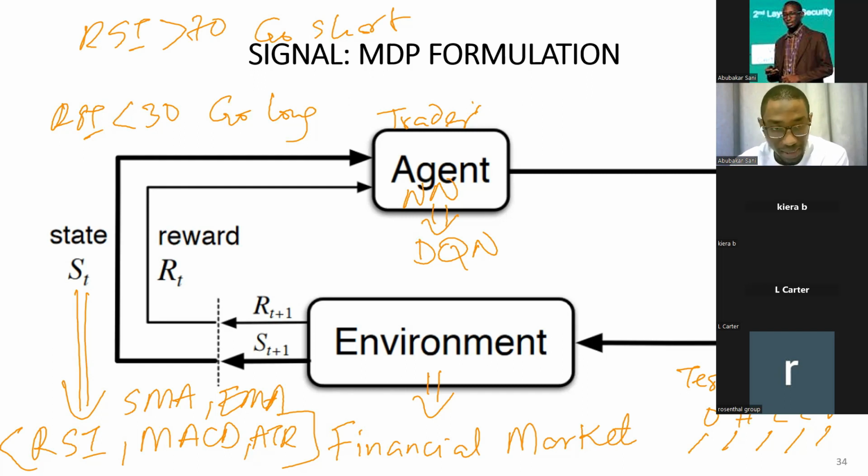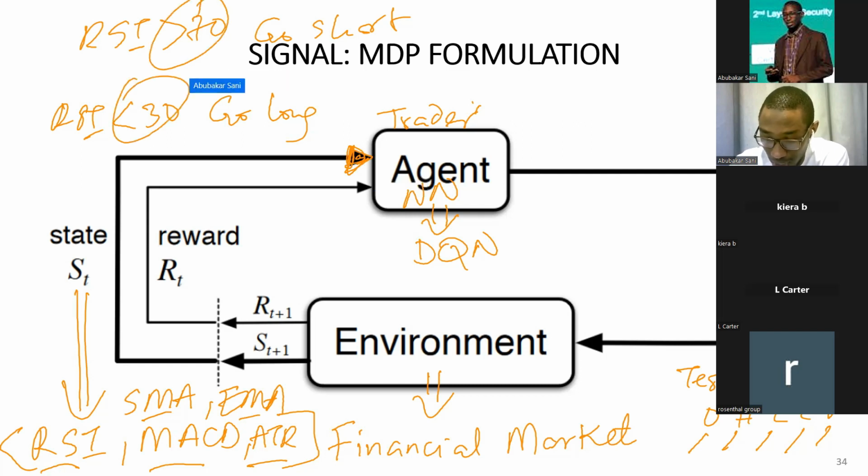We are not just looking at RSI alone. We provide RSI, we provide MACD, we provide ATR, we provide SMA, EMA. All of these are generated from the financial market, and we feed this to the agent. Let him be the one to figure these things out. We are not going to be giving him these values.